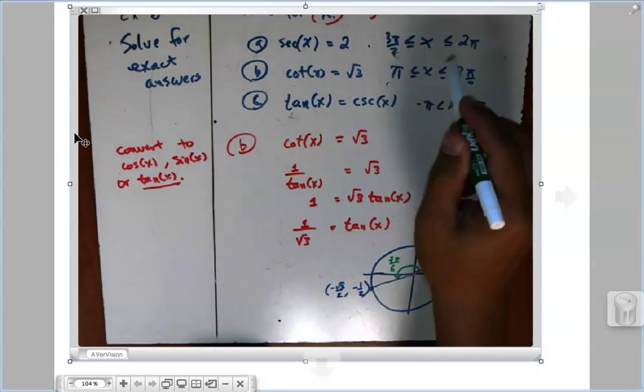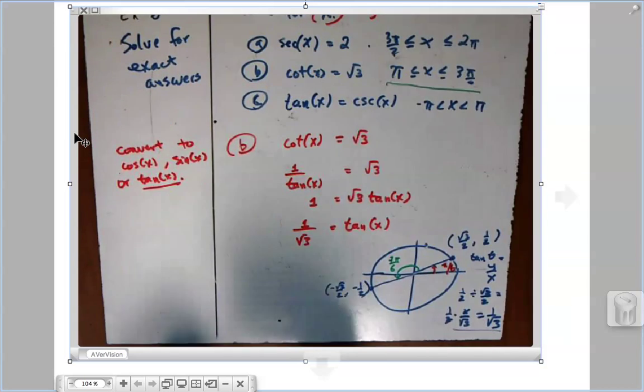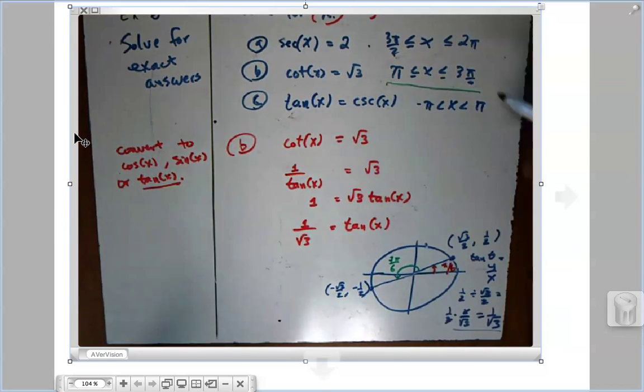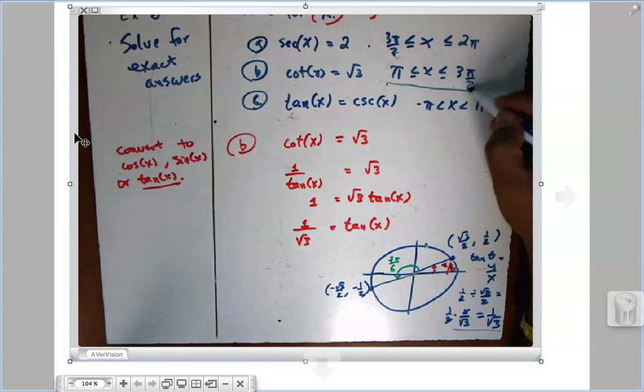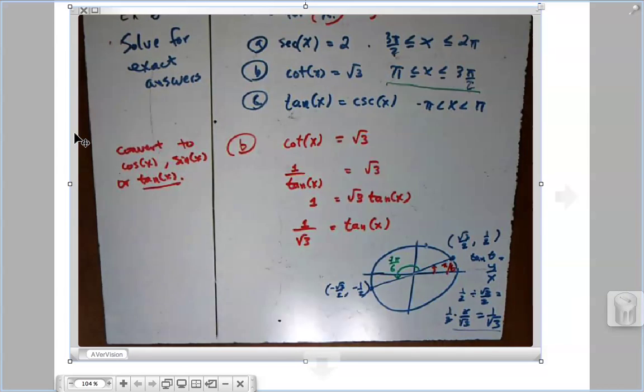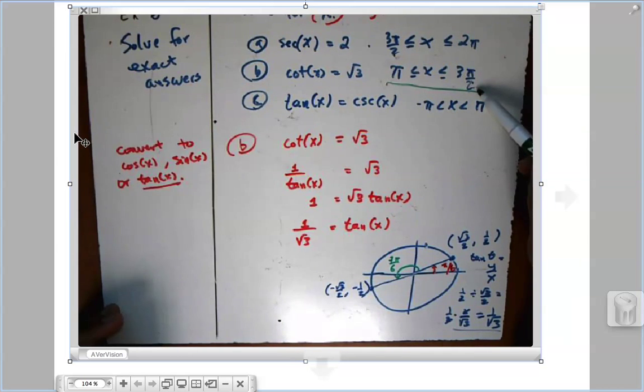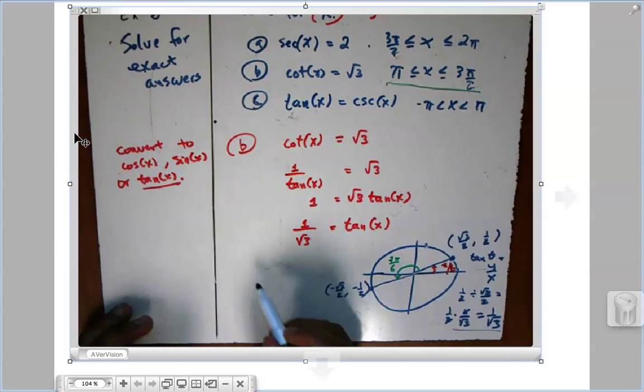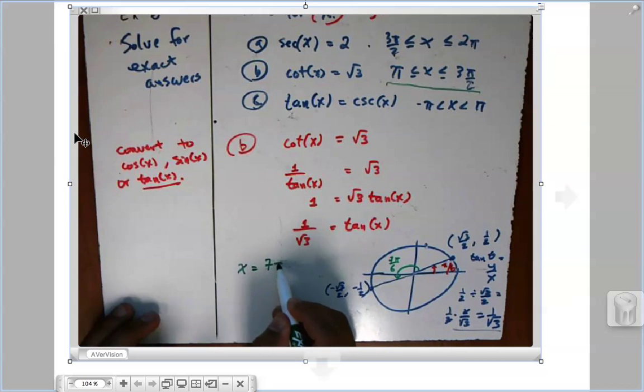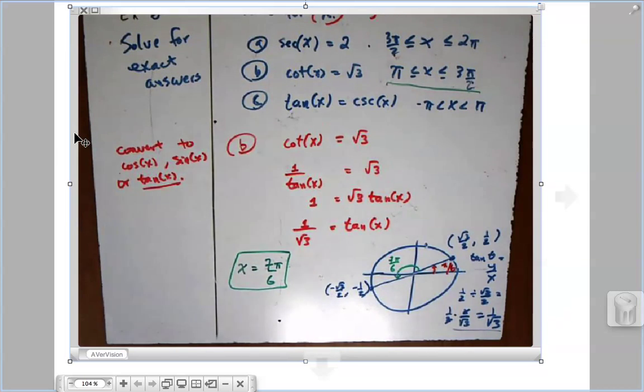We have to narrow it down based on this criteria right here. x is between pi and 3 pi over 2. So in order to get a singular answer, well, we have to use our restrictions here. So we know that the only answer here is that x is equal to 7 pi over 6. You can use your TI-83 graphing calculator to try it out, and you can probably get a good answer from there. Okay. All right, so that's two examples there.